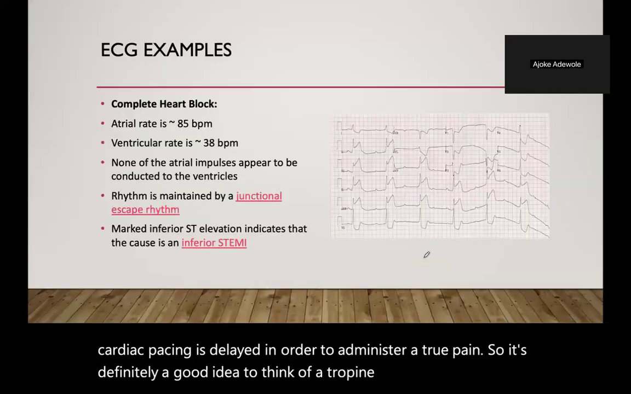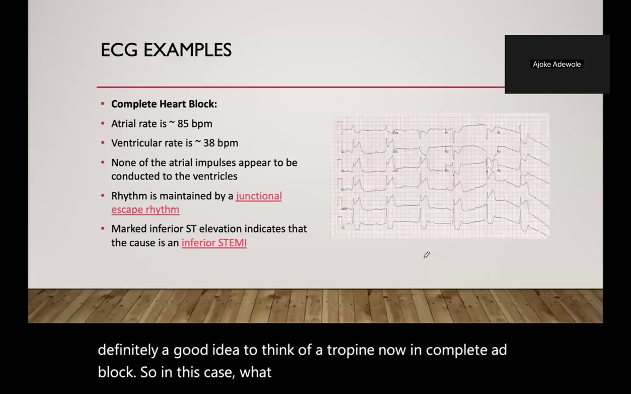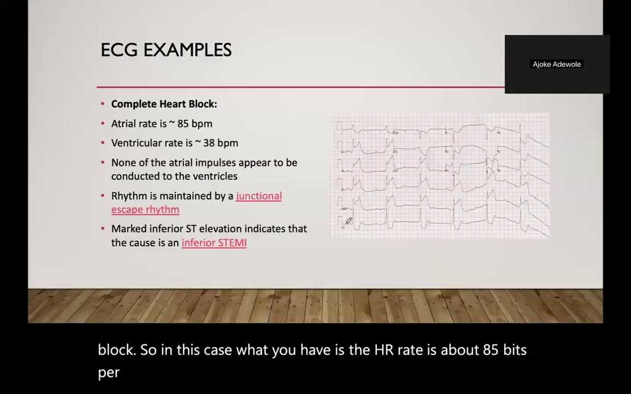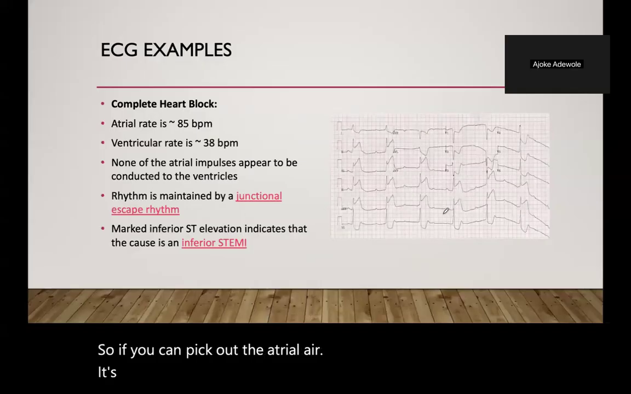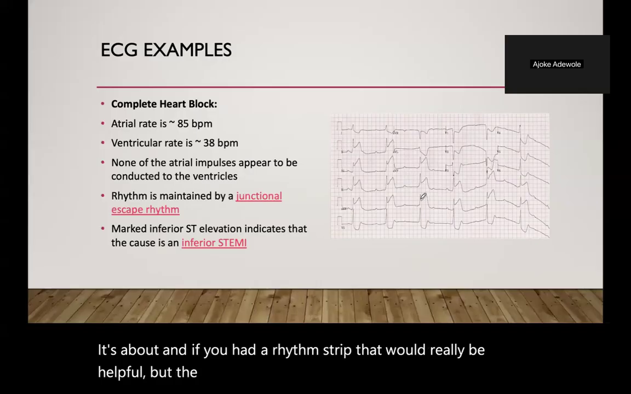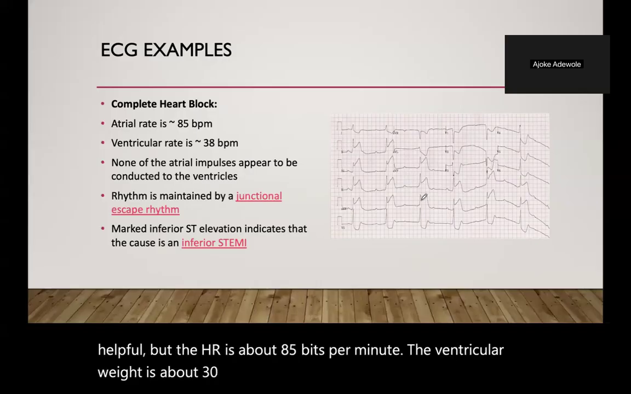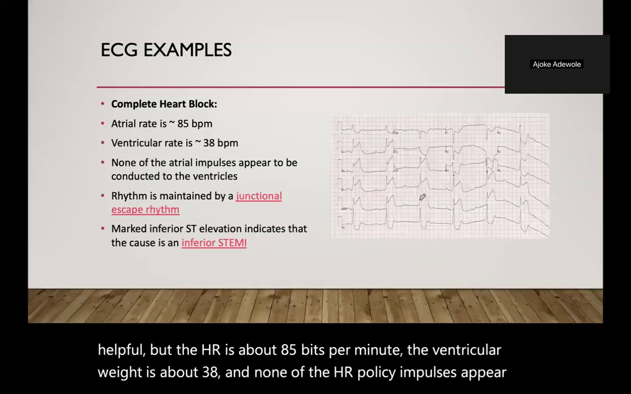Now, in complete heart block, in this case, the atrial rate is about 85 beats per minute. So if you can pick out the atria here, and if you add a rhythm strip, that would really be helpful. But the atria is about 85 beats per minute. The ventricular rate is about 38, and none of the atrial impulses appear to be conducting.